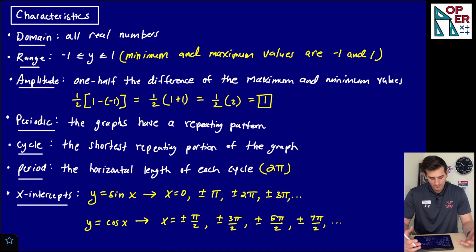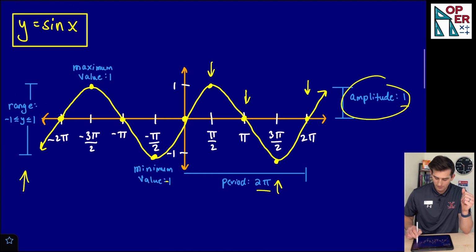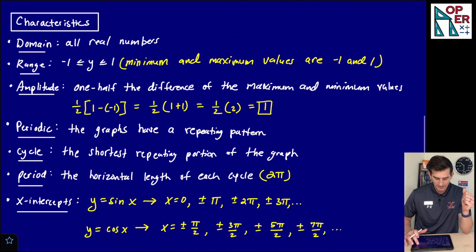Now the amplitude is described as 1/2 the difference of the maximum and the minimum values. So if we do the maximum of 1 minus the minimum, which is -1, 1 minus -1 would become 1 plus 1, which is 2, and then half of 2 is 1, and that's why our amplitude was 1. So if we go back, we had an amplitude of 1 for cosine and also an amplitude of 1 for sine.